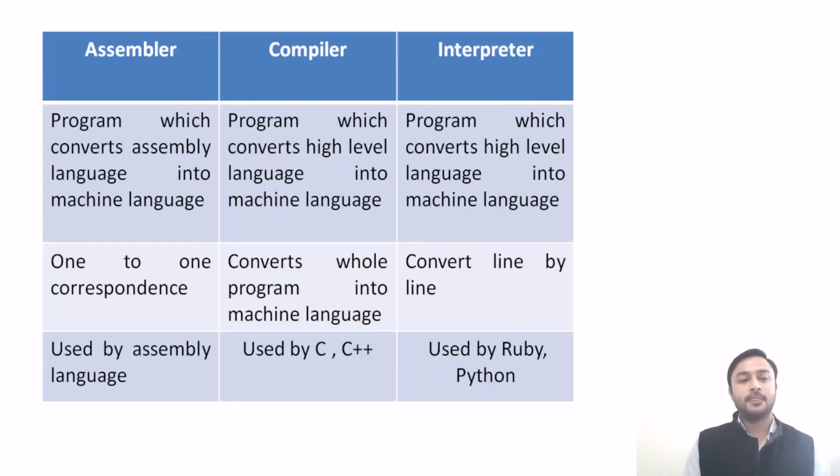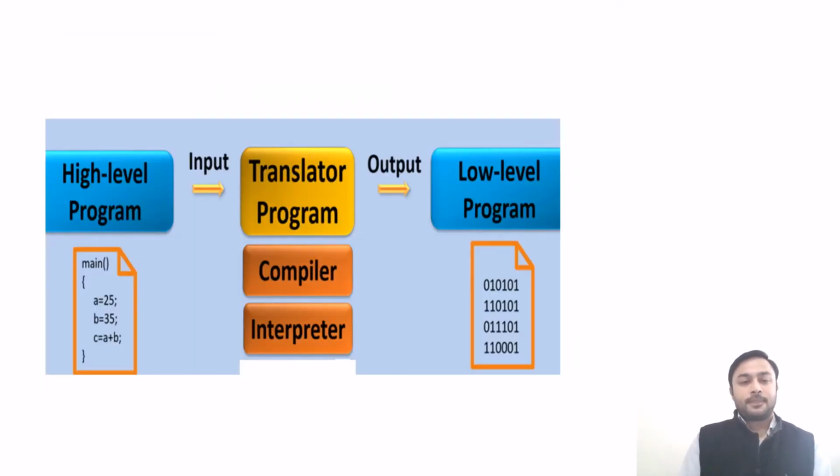compiler. The examples are the assembler is used in assembly language. In case of compiler, there is C or C++ compiler. In case of interpreter, it is used in Ruby, Python. So you can see that this is a high level language, that is C++ language, and it is given to the translator, which is a program like compiler or interpreter, and it is going to convert into low level language, that is in machine language, so that the machine can understand this instruction easily.